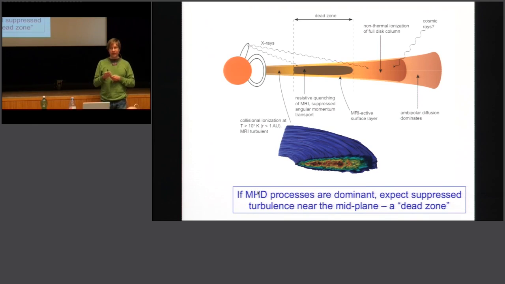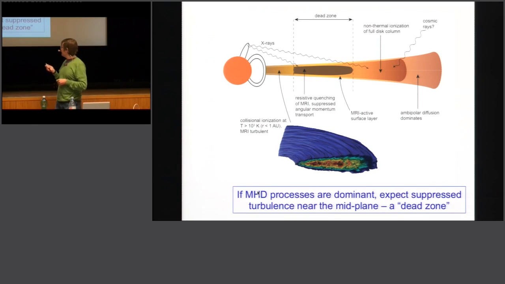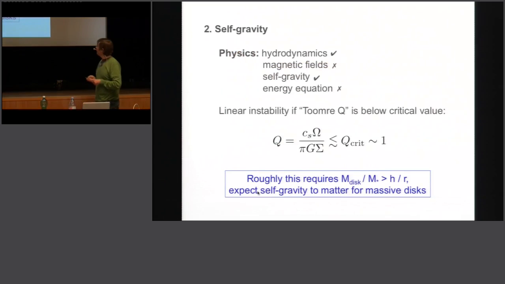So that was MHD. What other possibilities do we have? Another possibility is self-gravity. And so in this little diagram of the physics here we're thinking about hydrodynamics and self-gravity. We're ignoring magnetic fields, at least in the linear instability. We're ignoring thinking about the energy equation.